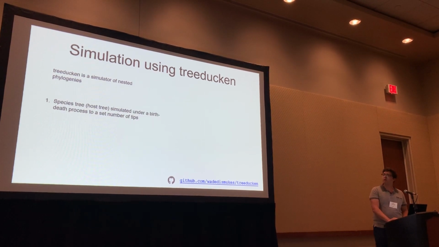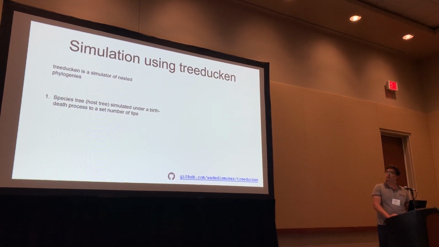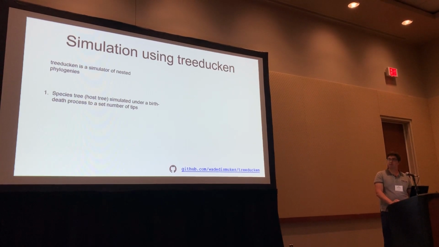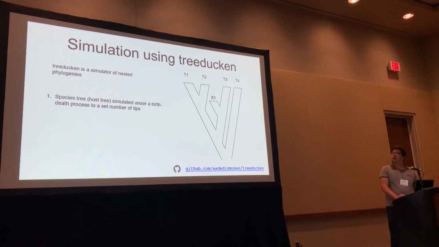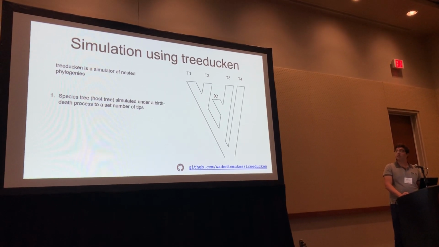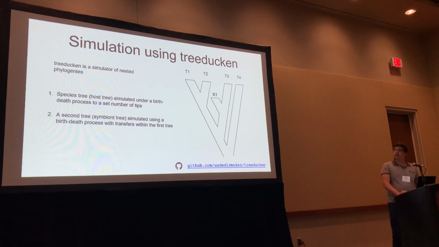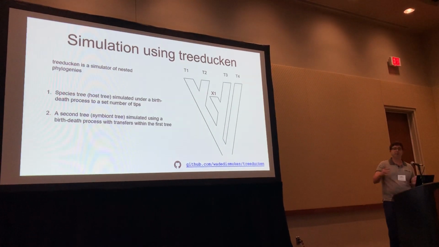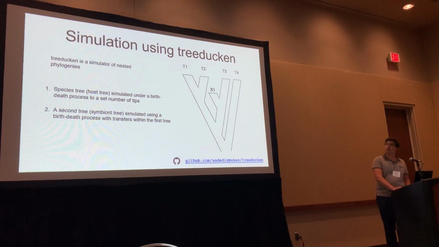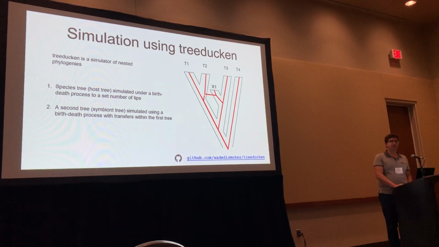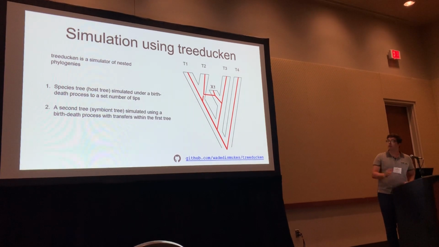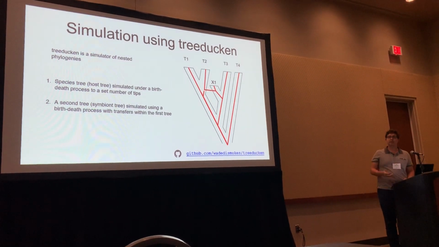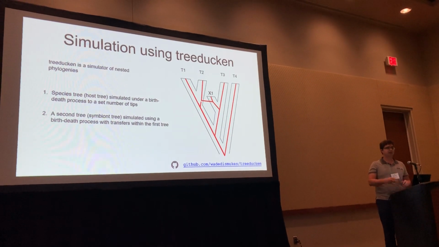And so we might simulate a species tree, or we will simulate a species tree under a birth-death process to a specific number of tips, like this. And then within that large tree, we might make a second tree using another birth-death process, but this time bounded by the time spanned by that larger tree. Might look like that. And you can note that you can get transfers from lineages that are bound for extinction, as opposed to other sorts of nested simulators.